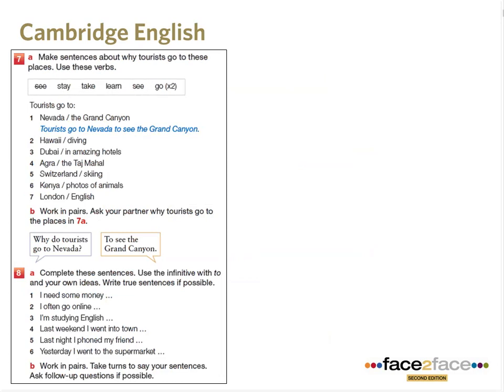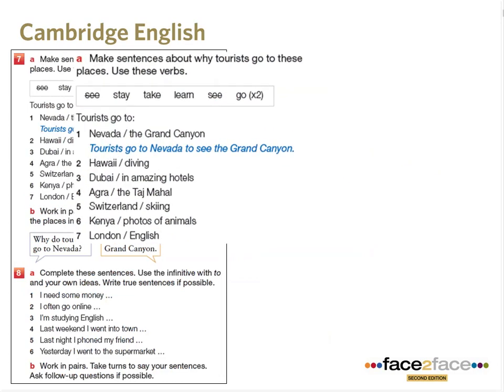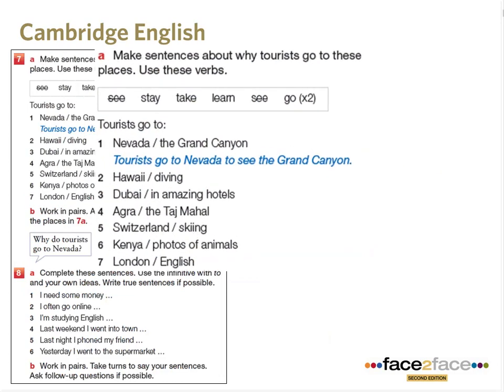Here's another example for the infinitive of purpose. Firstly, students do some examples where they have to decide why tourists go to these places. For example, tourists go to Nevada to see the Grand Canyon, not for seeing the Grand Canyon or for to see. So this piece of language, which for a lot of learners is difficult, it gives them very controlled practice of that. So they write sentences.